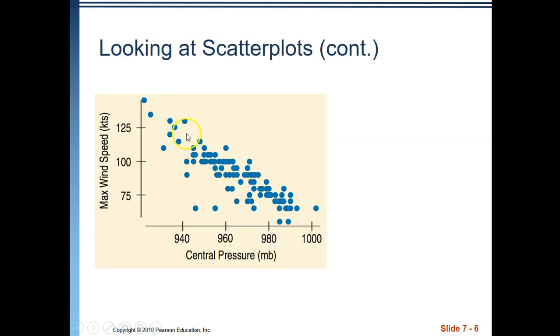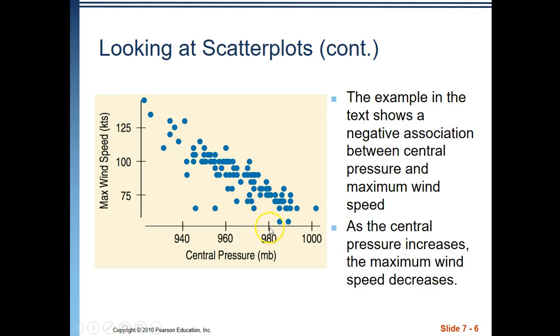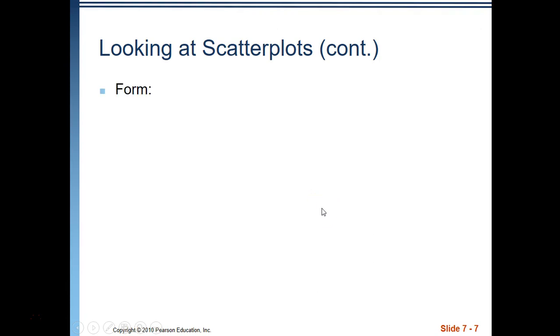So if I looked at this trend, again, it looks kind of like it's trending down as well. The example in this text shows a negative association between the central pressure and the maximum wind speed. So it looks like we have some of this as well. And we don't know why some of these outliers might exist, but as the central pressure tends to increase, the wind also seems to decrease, is what's happening over time. Just looking at ways of reading the data.